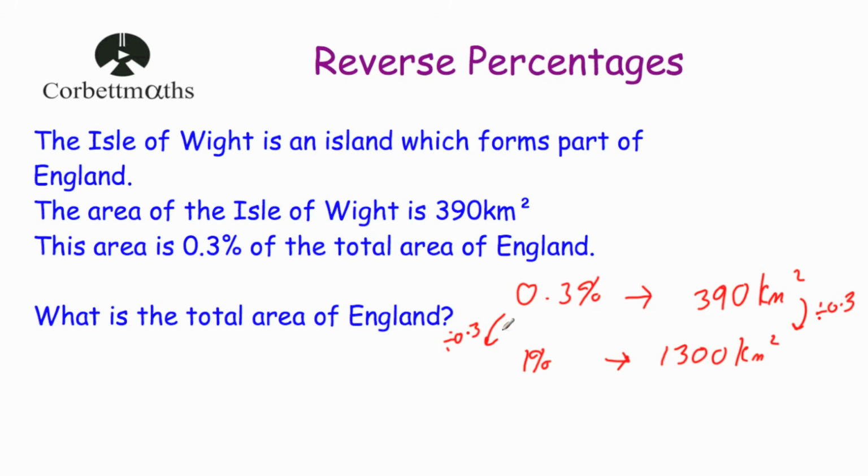Now we've found 1%, we want to find 100%, so let's times by 100. And when we times by 100, we'll find the total land area of England. So 100% is equal to 130,000 square kilometres. So the total area of England is 130,000 square kilometres. Okay, so that's how you answer reverse percentages questions. You can find 1% and then find 100%.